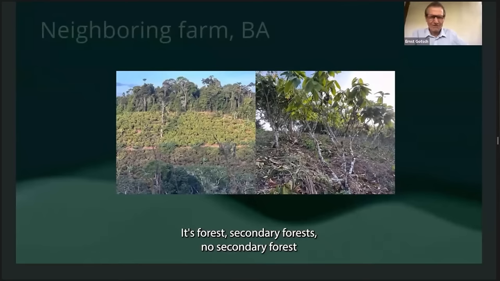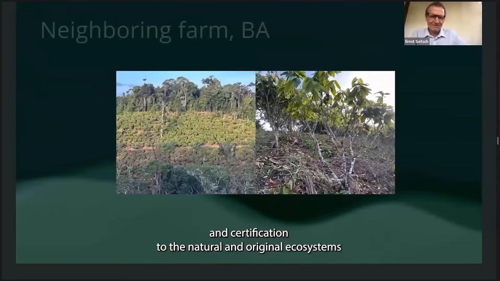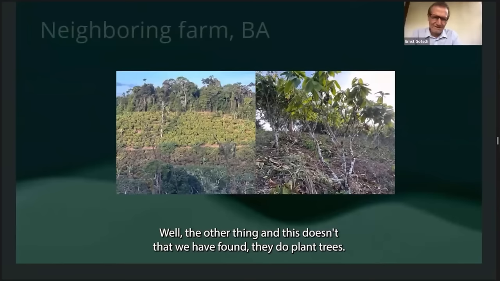My hypothesis is that we should create agroecosystems similar in their functioning, dynamics and stratification to the natural and original ecosystems of the places where we are working. This doesn't mean that we have only to plant trees. We have the possibility to top the trees, to prune the trees. Nature does it too, and this gives marvelous results.